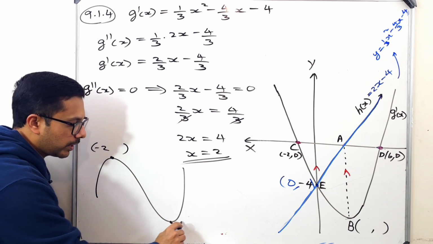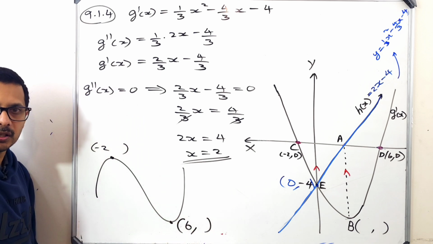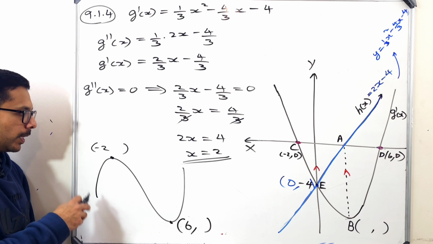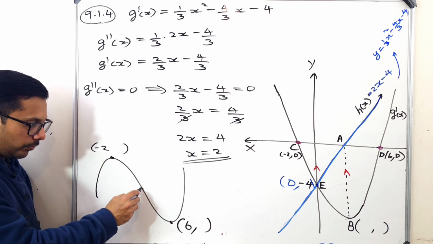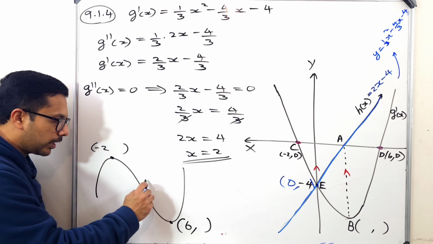At this point, what is the x value? It is 6 comma something. We don't know what the y value is, but we can find it if we want. Then we have to find the x coordinate of this point of inflection. Am I right? So what is the x value here?